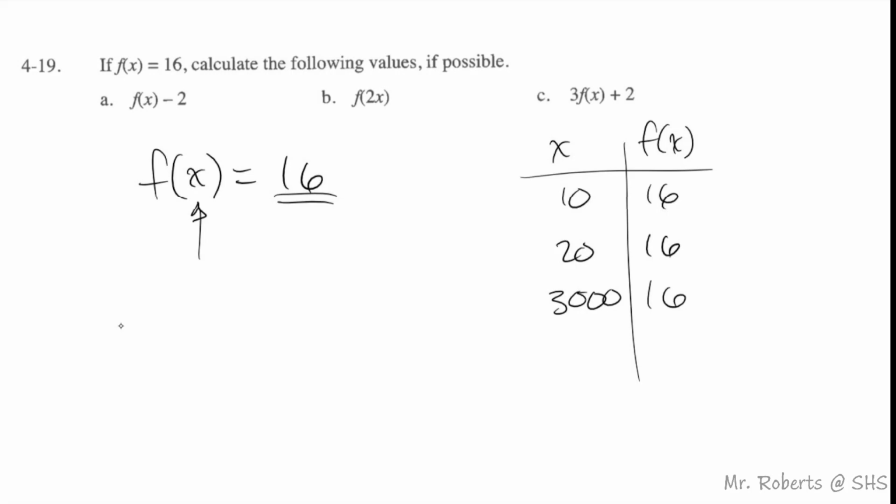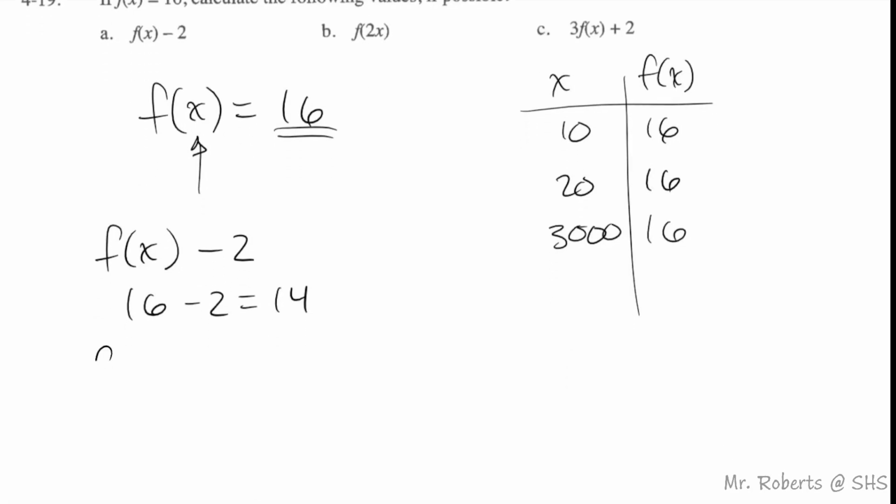So in A, it says, okay, what is f of x minus the value of 2? Well, it doesn't matter what x is, right? F of x is always going to be 16, and 16 minus 2 is always going to be the number 14. The next one says, hey, what is f of twice x?